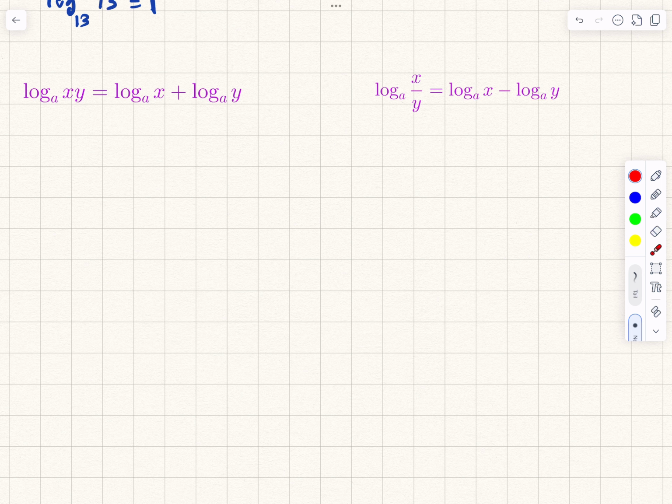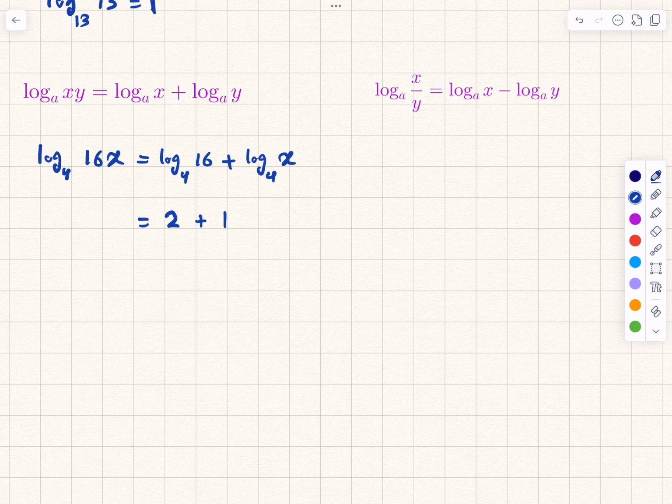To have examples on this, for example, we can say log base 4 of 16 times x. It can be broken down into log base 4 of 16 plus log base 4 of x. Now here we know that log base 4 of 16 would be 2 because 4 to the power of 2 will be 16. So 2 plus log base 4 of x.